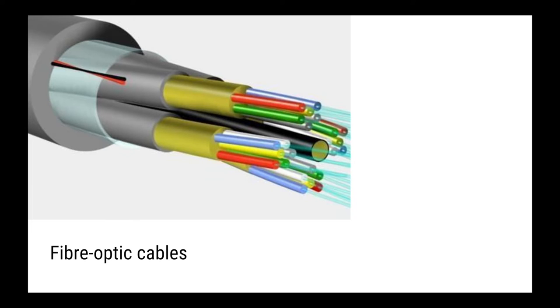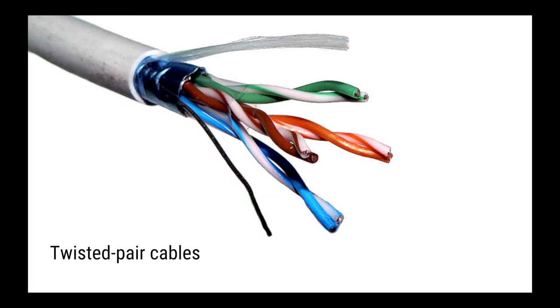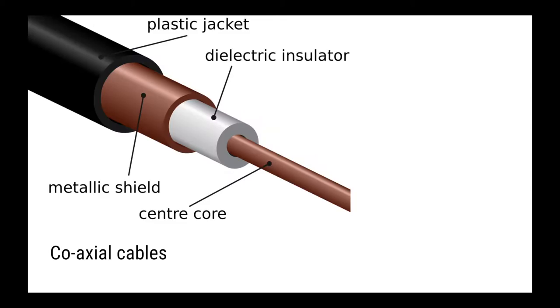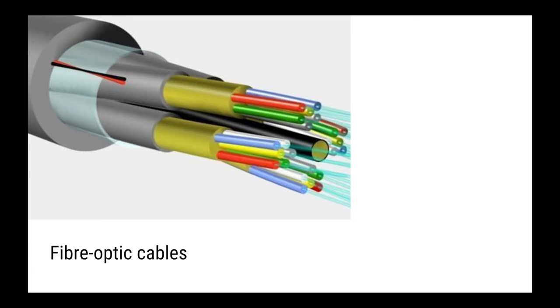So if you're going to build a WAN, connecting together several different LANs, you'd probably use a fiber optic cable to connect the LANs together to form the WAN, whereas you'd probably use twisted pair cables inside your LAN for your internal communications. So that's fiber optic cables. They transmit data as light down very fine threads made of glass inside this outer protective layer.